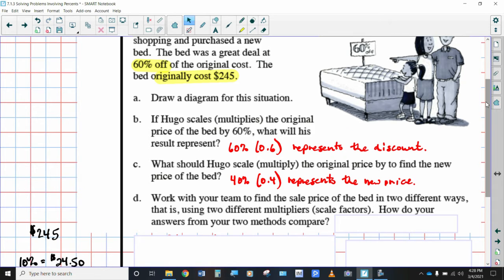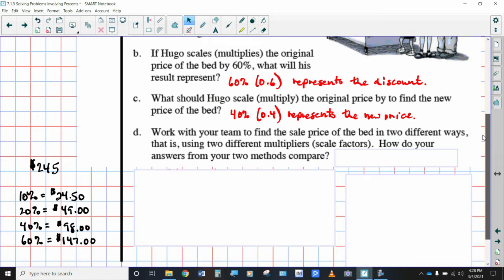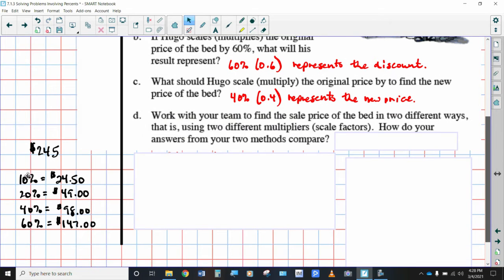Now, as far as figuring out what these numbers are, remember, being able to find 10% of any number is a very important skill to have. You want to be able to find 10% of any number, take half of any number, and double any number. I've said that many, many times, but it is so important. If you can do those, you can do a lot of these percent types of problems.